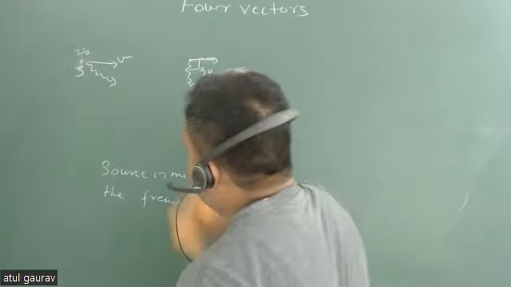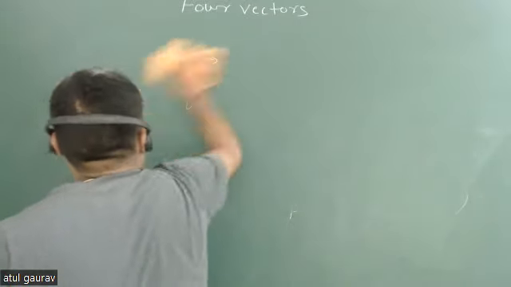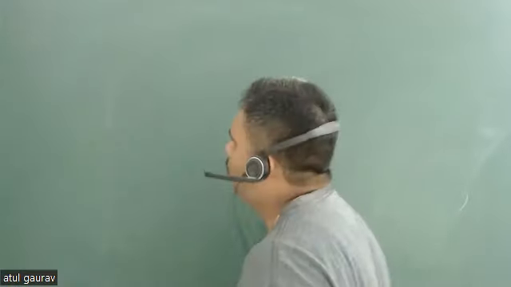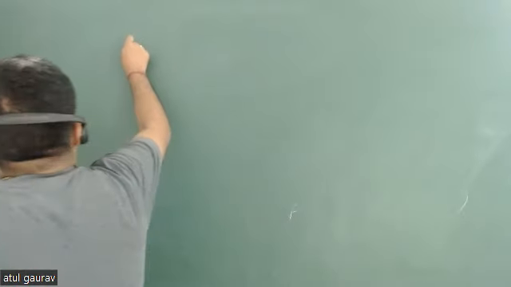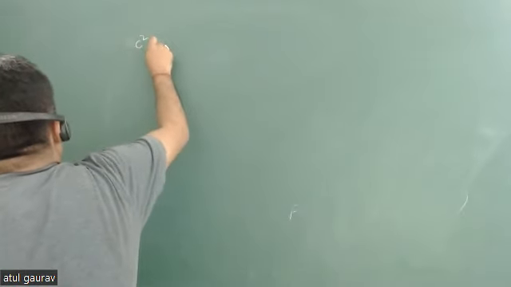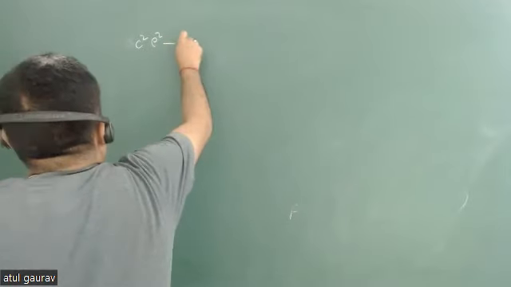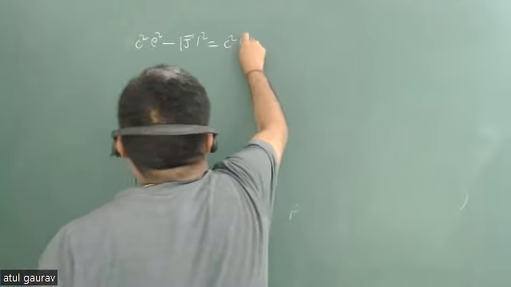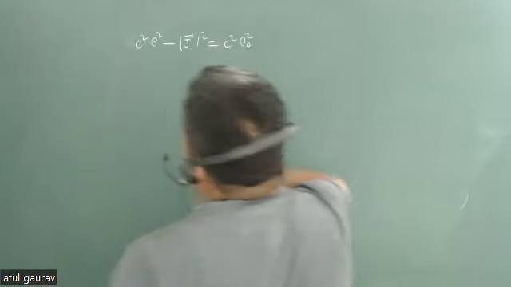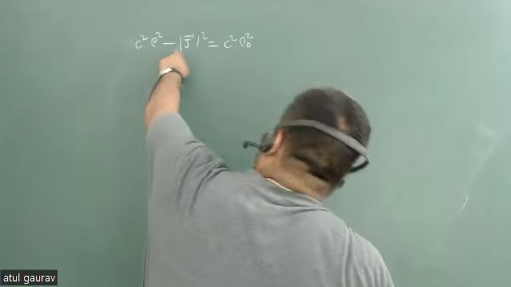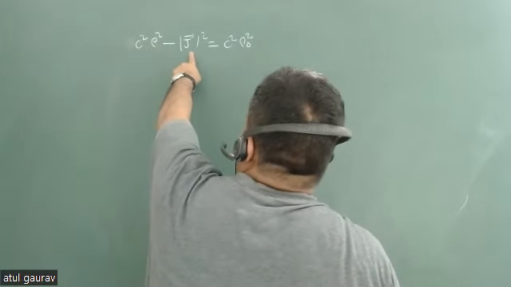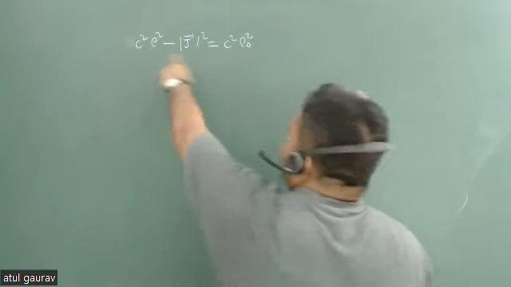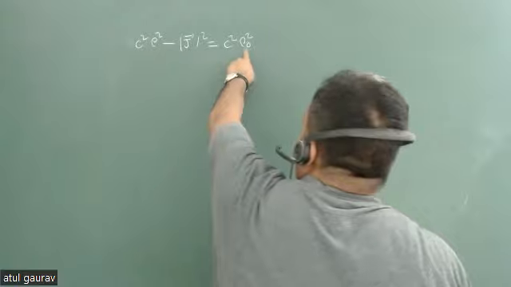Again, you will see the current is a vector quantity. If I am talking about current density, they are vector quantities, and charge density is a scalar quantity. So again, c square rho square minus mod j square is equal to c square rho naught square. This c square rho square minus mod j square, where j is the current density, is a Lorentz invariant, and rho naught is known as proper charge density.